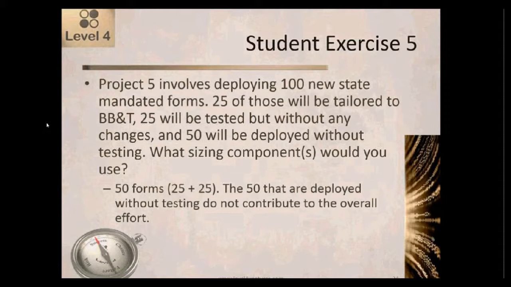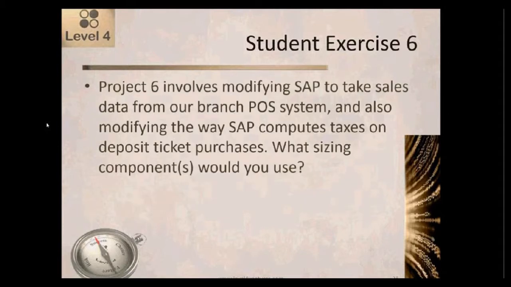So from an estimation perspective, we can ignore the 50. But for the other 50 forms, we have 25 and 25. And we'll see in Module 5 how we allow for the fact that some of those are test only and some of those are actual development work. That's where we get into things like the work type. And I think that's what I was trying to do. Yeah, I understand.